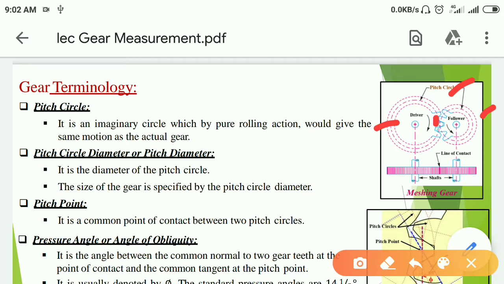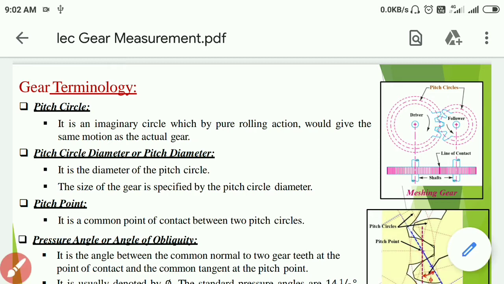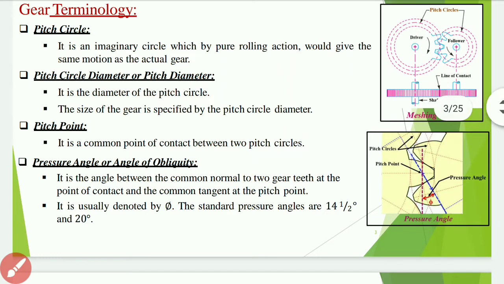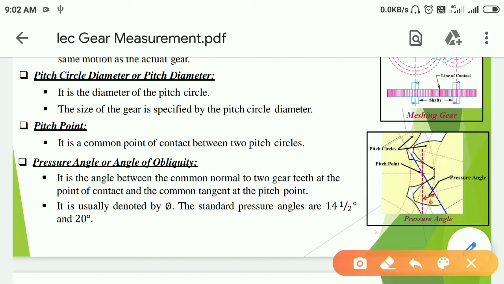Then next is pitch circle diameter or pitch diameter. It is the diameter of pitch circle. The size of the gear is specified by the pitch circle diameter. Here we have to remember this point: the size of the gear is specified by the pitch circle diameter. Next is pitch point. It is the common point of contact between two pitch circles as shown in figure.